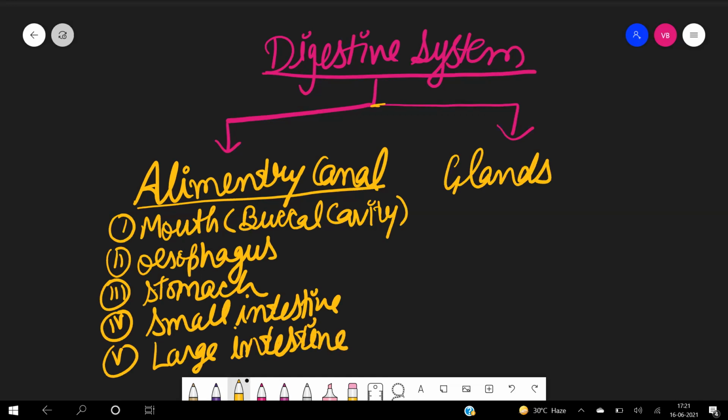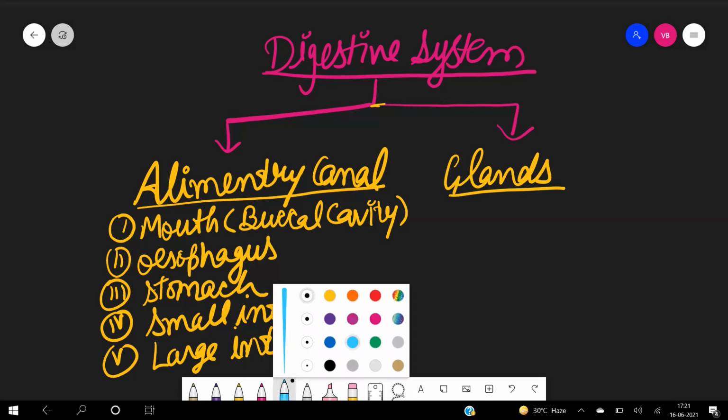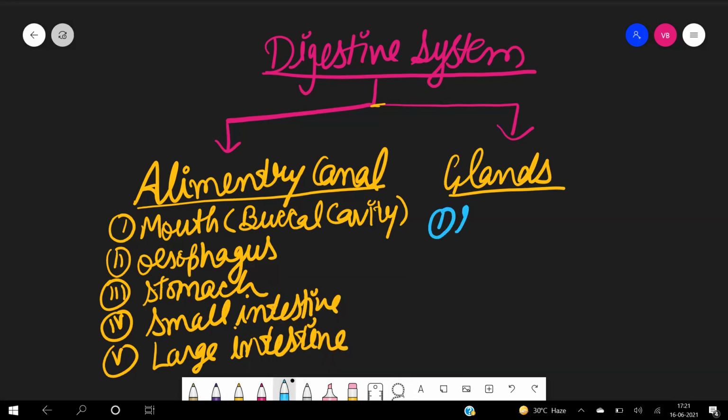So these are the various parts of alimentary canal. Somewhere the alimentary canal will become broad, somewhere it will become small, very thin. Okay, so now we will talk about the glands. So what are the various glands? The first one is salivary gland, which is present inside the mouth, which releases saliva. Saliva contains enzyme called salivary amylase.